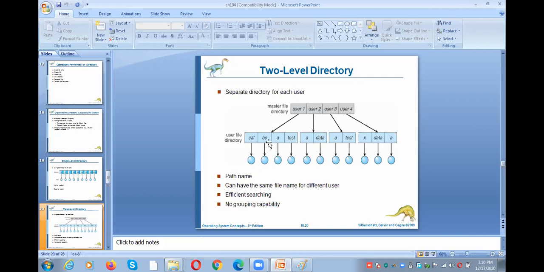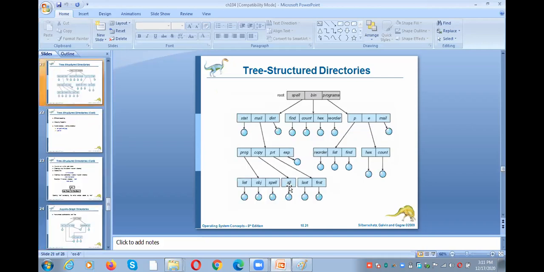That means C programs in one group and Java programs in one group is not possible in the two level directory. So that is a disadvantage of the two level directory. And what are the advantages? The advantages are efficient searching and no naming problem. The disadvantage is the grouping problem. So in order to solve the grouping problem, we need to go for the third directory structure. That is called the tree-structured directory.